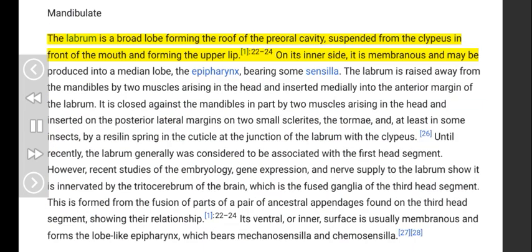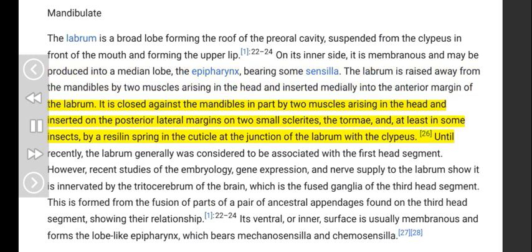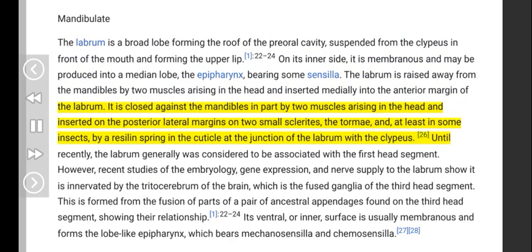The labrum is a broad lobe forming the roof of the preoral cavity, suspended from the clypeus in front of the mouth and forming the upper lip. It is membranous on its inner side and may be produced into a median lobe, the epipharynx, bearing some sensilla. The labrum is raised away from the mandibles by two muscles arising in the head and inserted medially into the anterior margin of the labrum. It is closed against the mandibles by two muscles arising in the head and inserted on the posterior lateral margins on two small sclerites, the tormae, and, at least in some insects, by a resilin spring in the cuticle at the junction of the labrum with the clypeus.